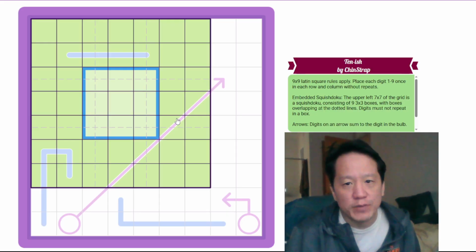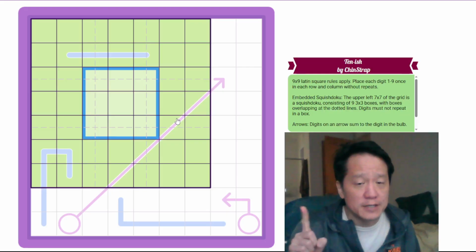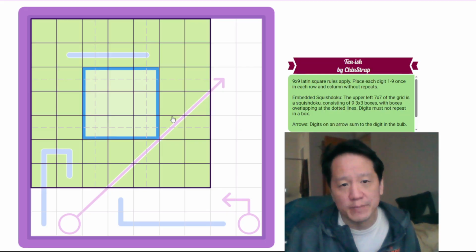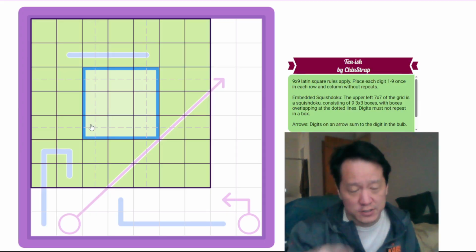Digits must not repeat in a box, so keep that in mind. This is basically just normal Sudoku, except that certain cells can be part of multiple boxes.